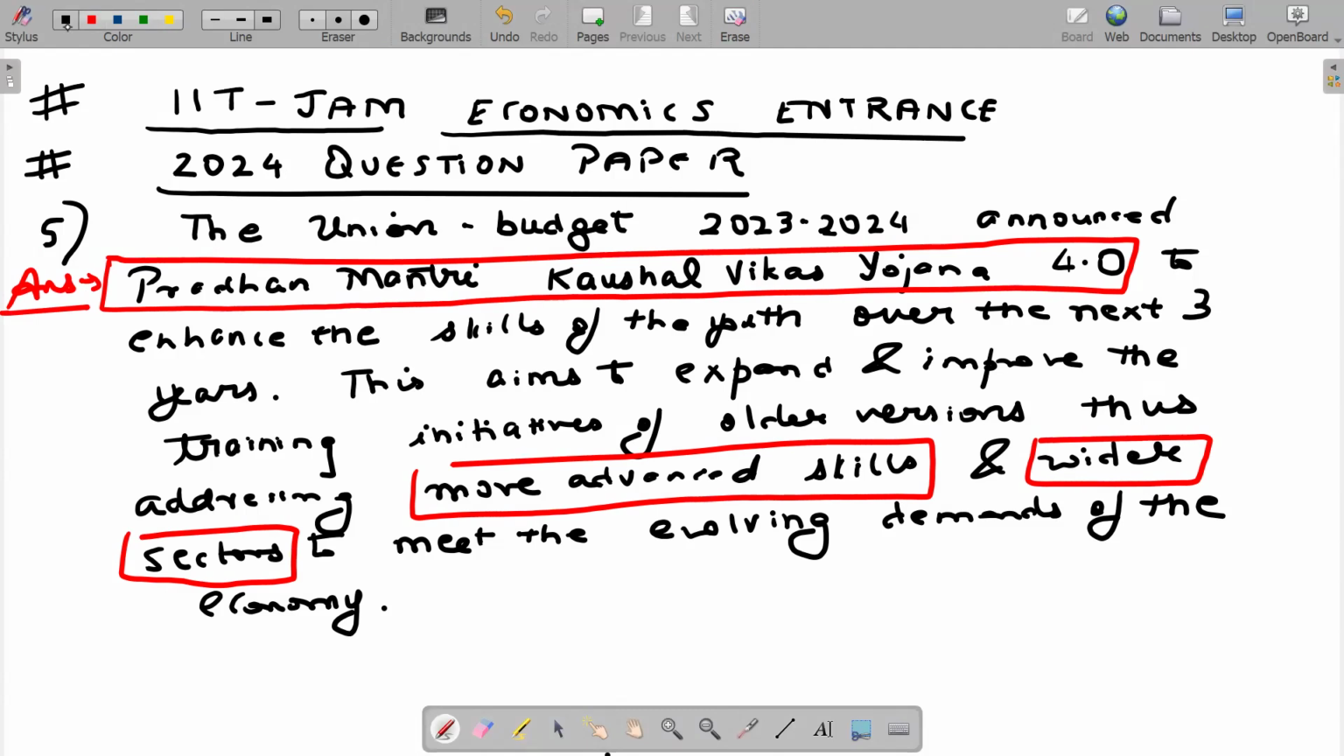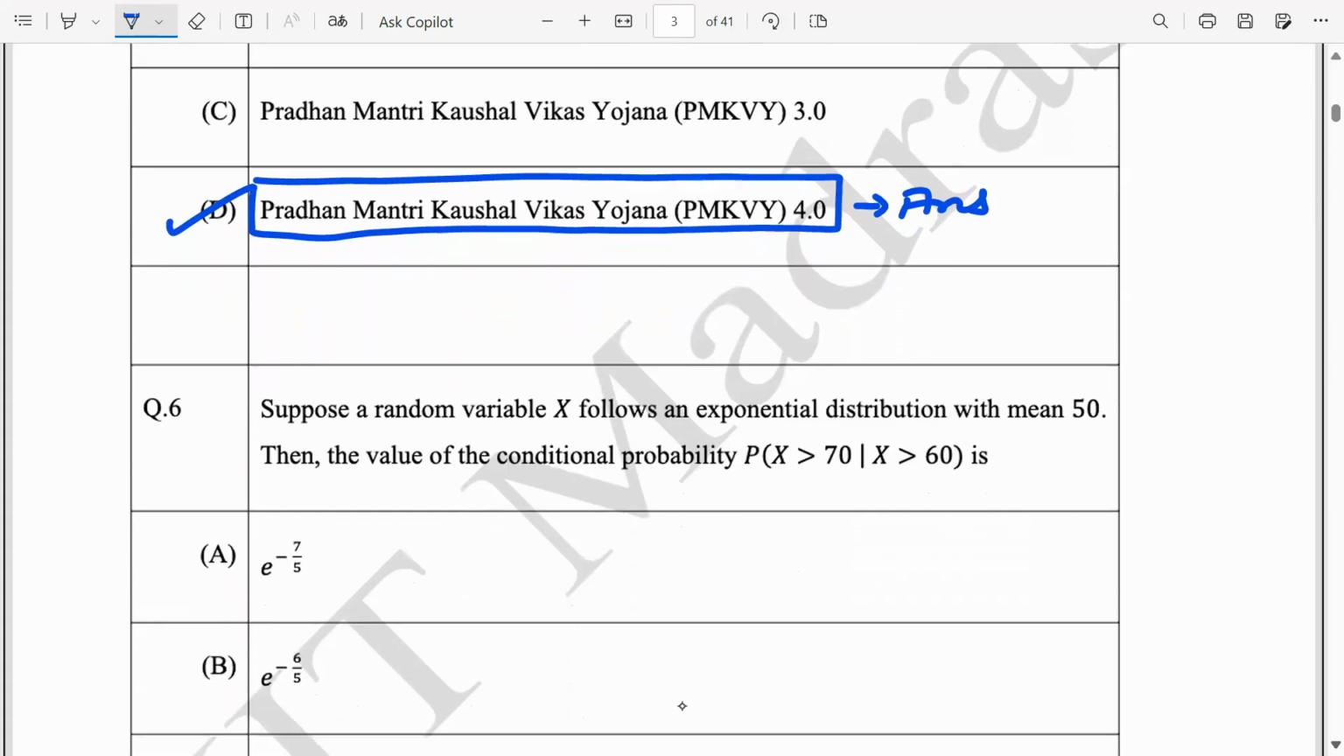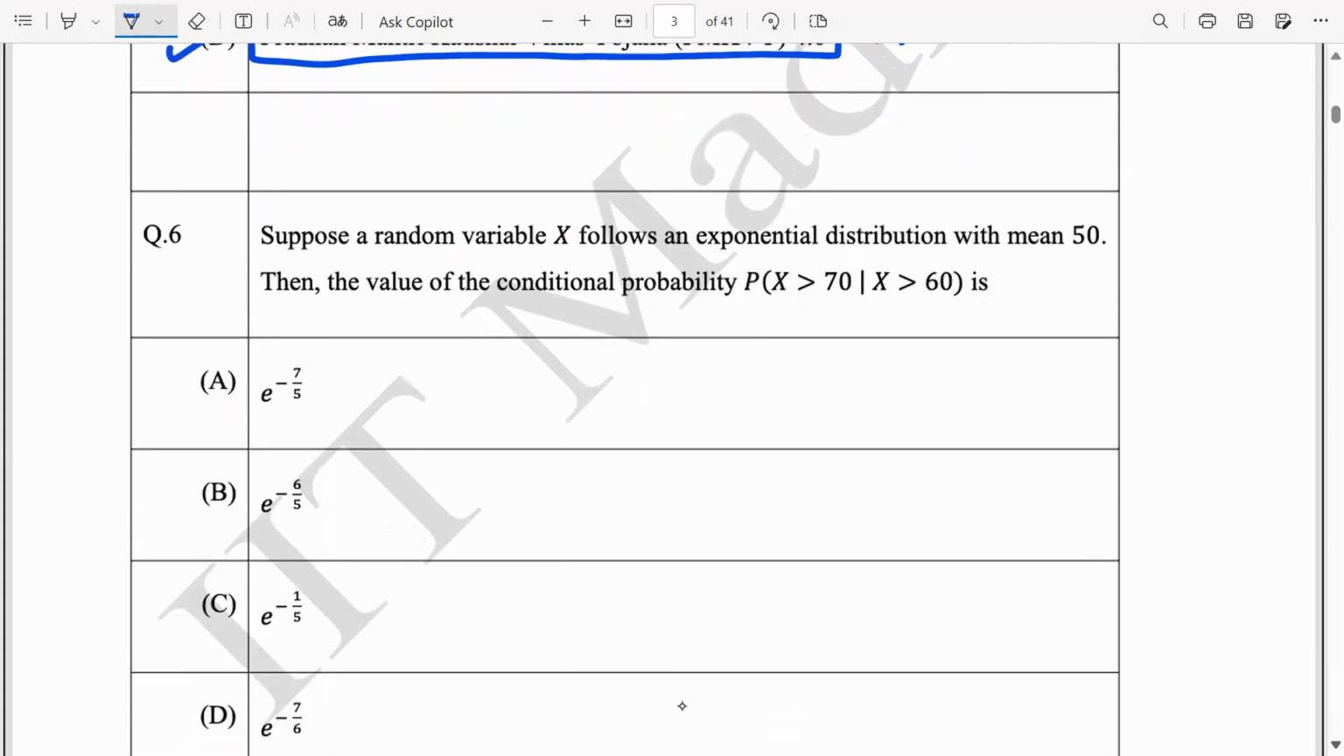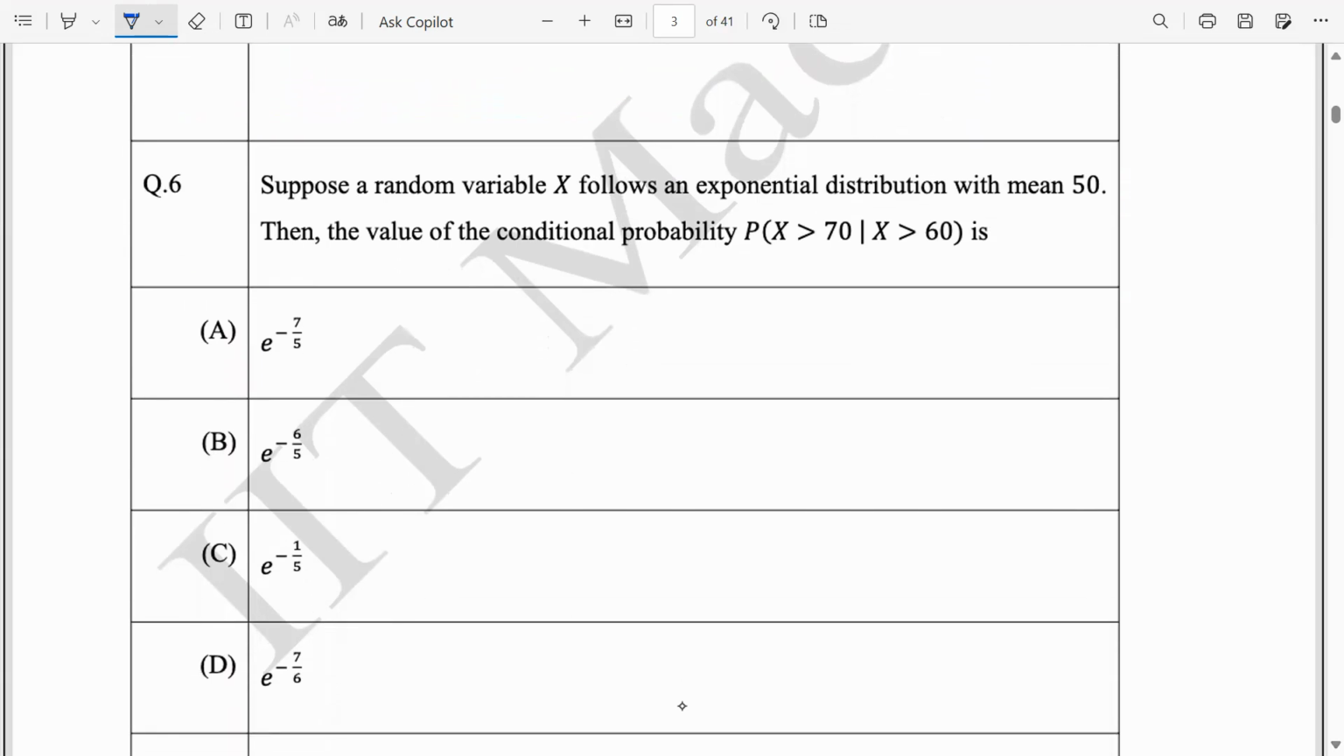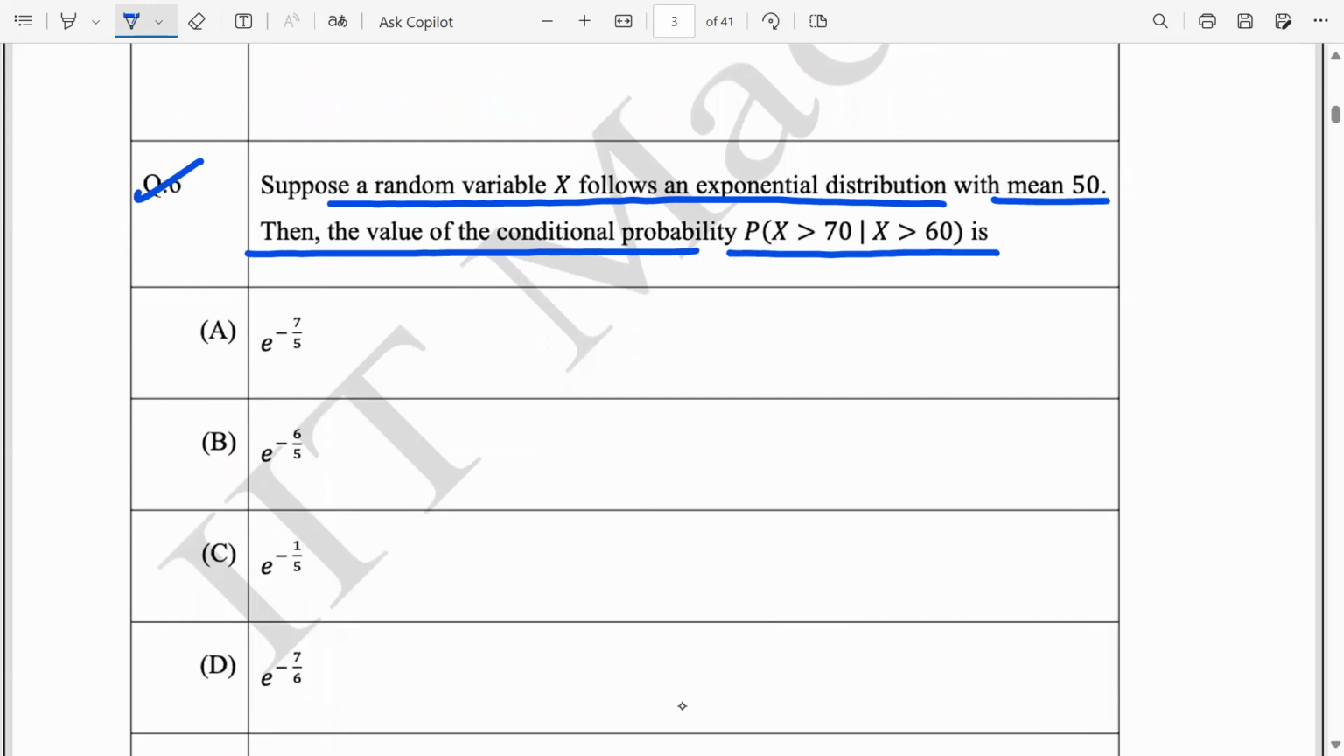Okay, if I come back to the question paper, let's look at question number 6. Now it's a complete change of subject. Question number 6, if you read it: suppose a random variable x follows an exponential distribution with mean 50. Then find the value of the conditional probability of x greater than 70, conditional on x greater than 60.